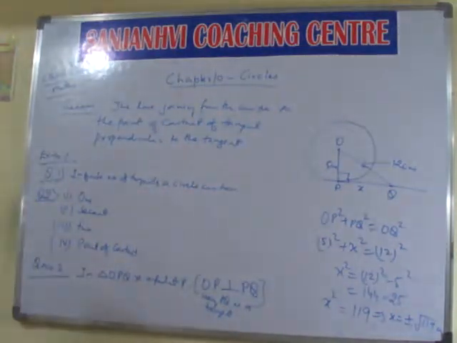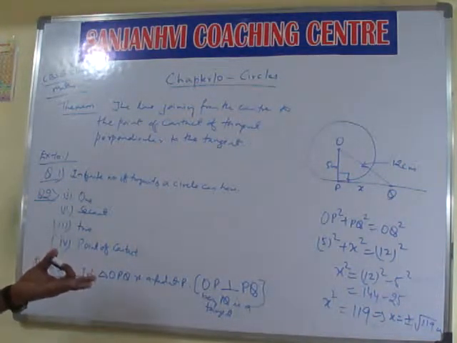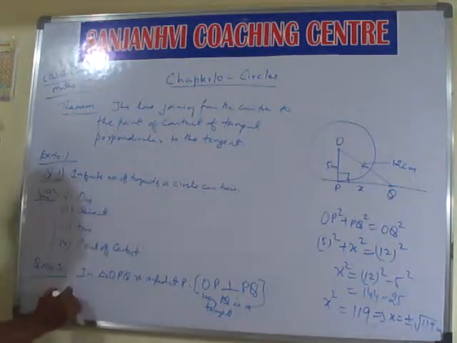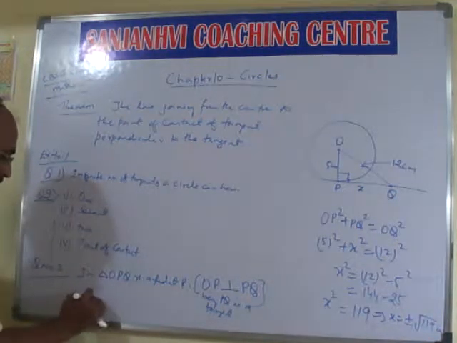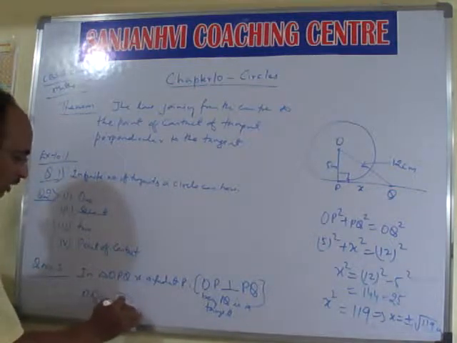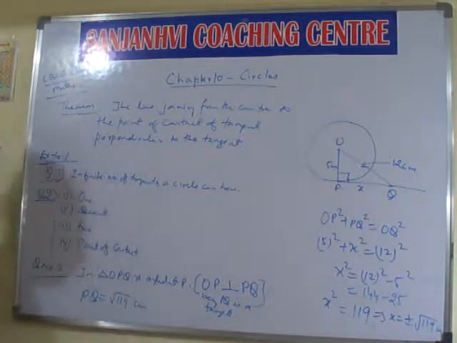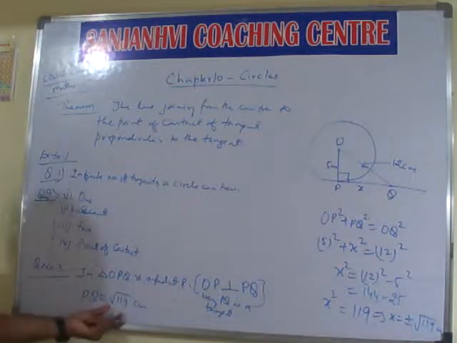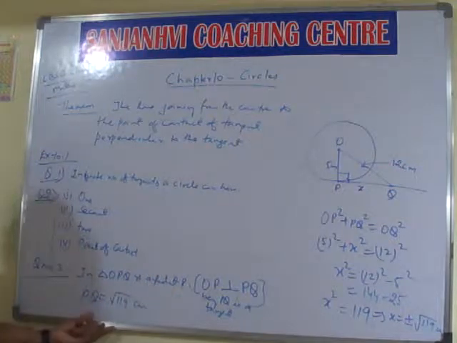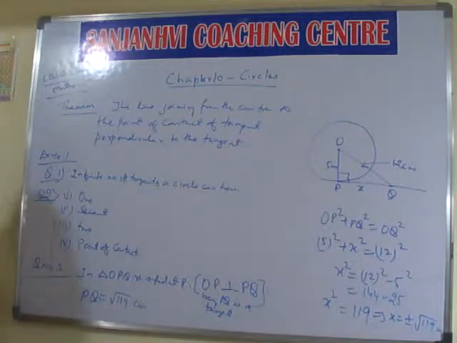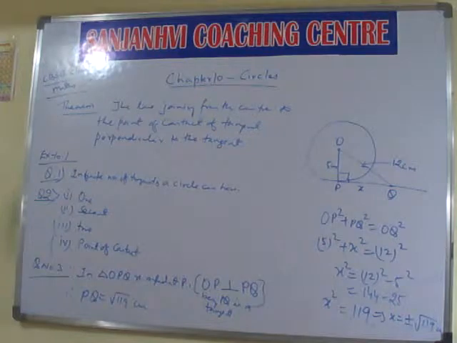So is minus possible? No, sir. Length is not possible in minus. Therefore, your PQ is equal to root 119 centimeter. Is 119 a perfect square? No, sir. It is not a perfect square, so we can write PQ is equal to root 119 centimeter. So the answer will be D.